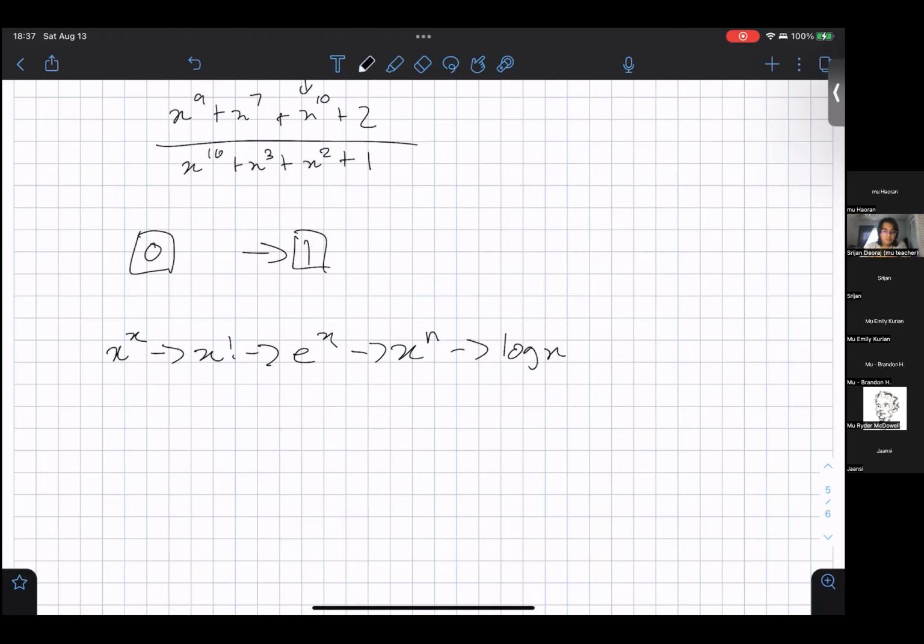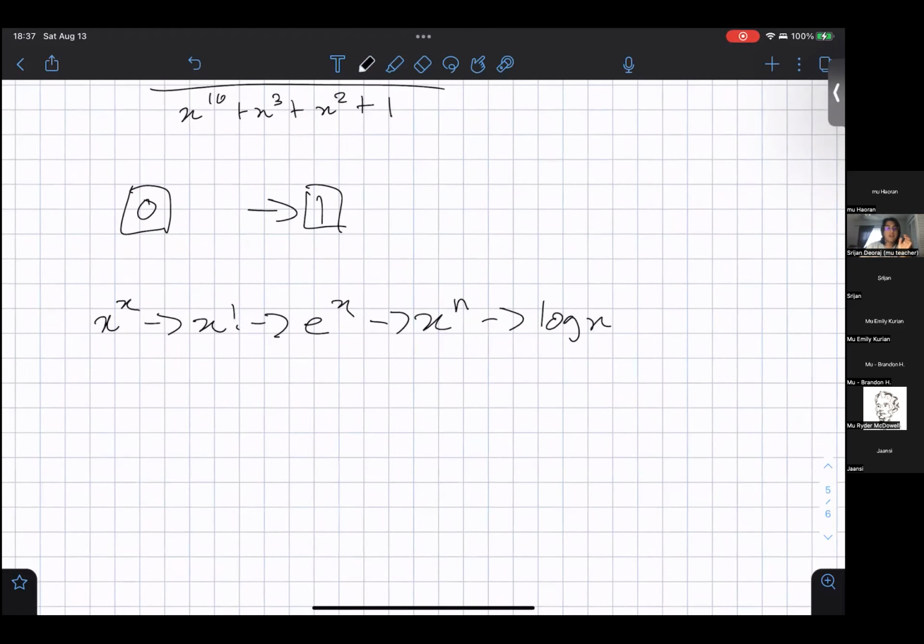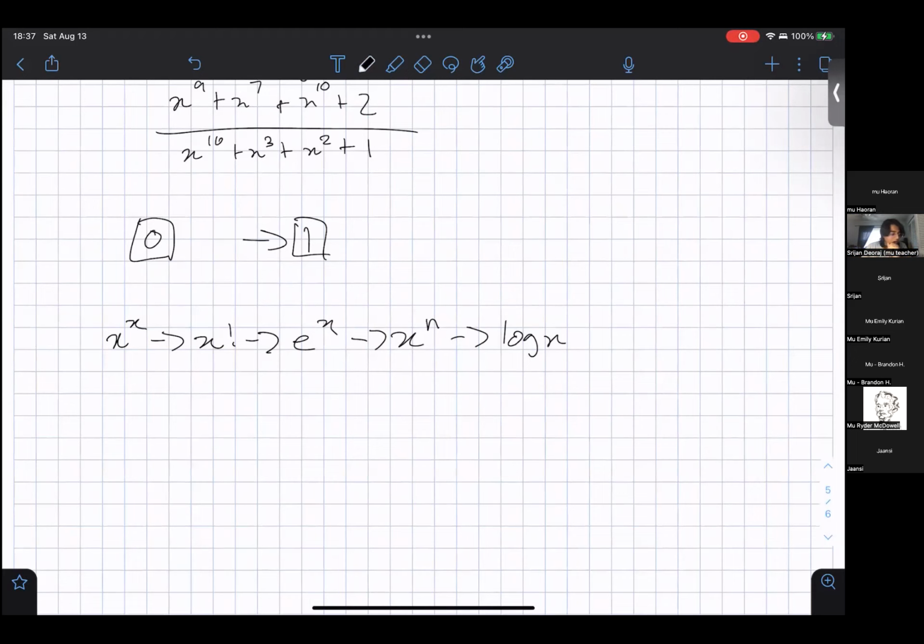Also, something kind of interesting about the factorial is that you can approximate its growth rate using the functions we see here. Basically, we say that n factorial approaches the square root of 2 pi n times (n over e) to the n. This is called Stirling's approximation.